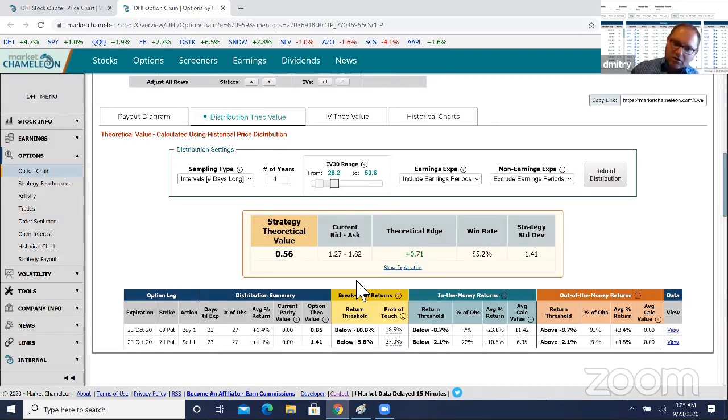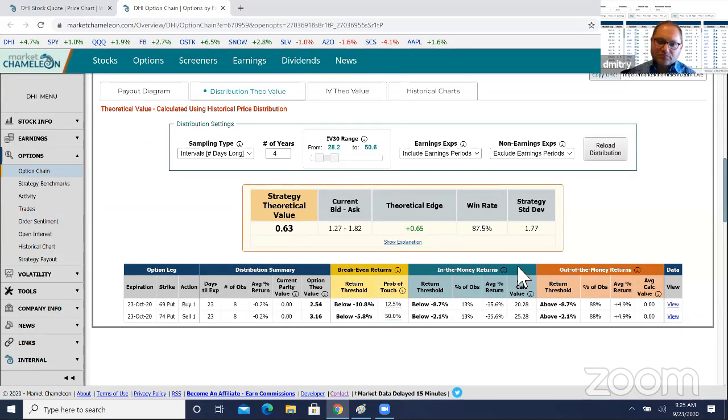So I took out all the very low IVs, and I took out the very high IVs relative to today's IV, and I'm going to rerun that. Based on the last 4 years of data, there are 8 observations here. When the implied volatility 30 IV was between 28.2 and 50, the theoretical value of that spread was 63 cents, still a 65 cents edge with an 87.5% win rate. So just using historical data mathematically, it looks pretty good.